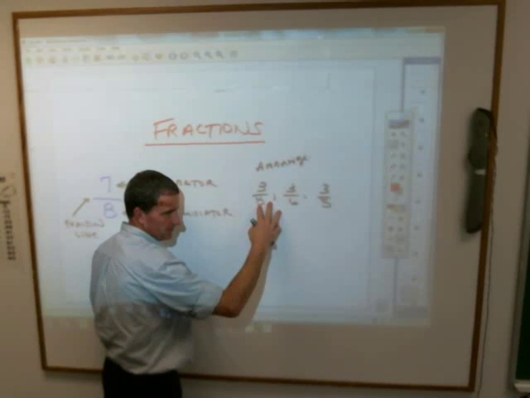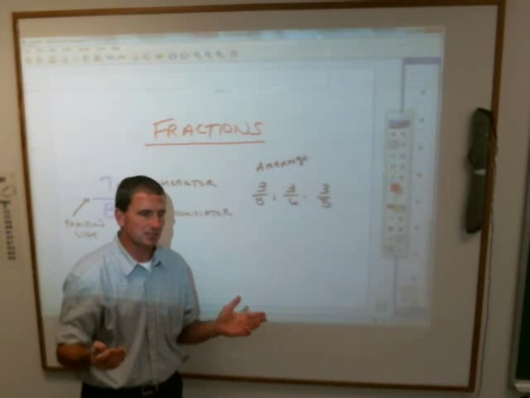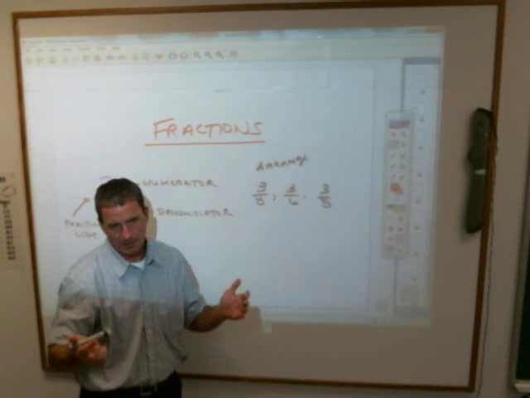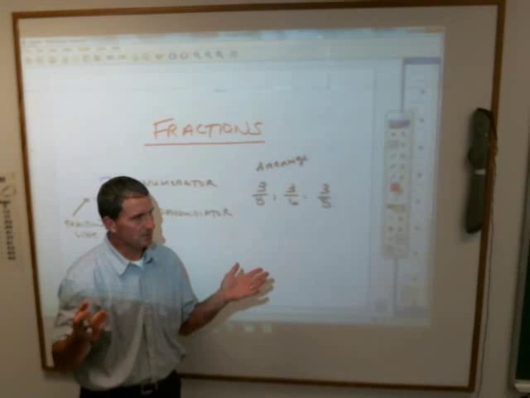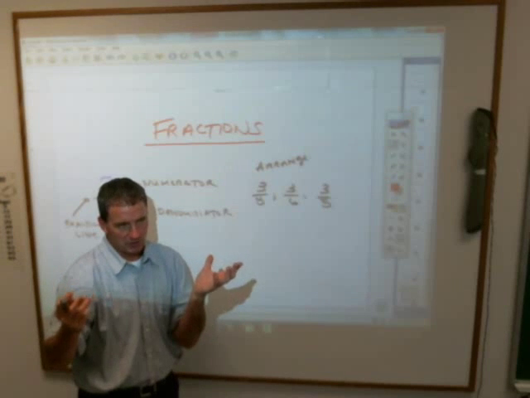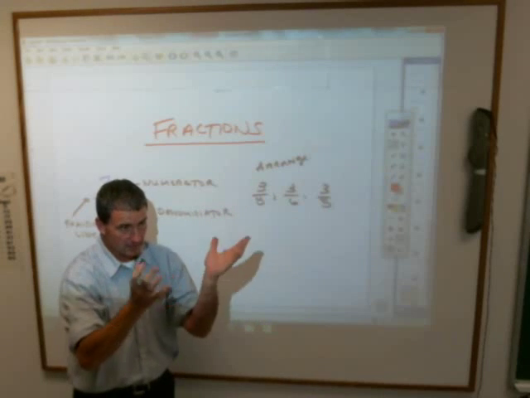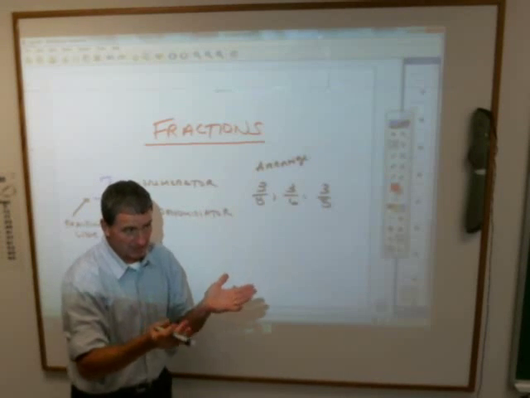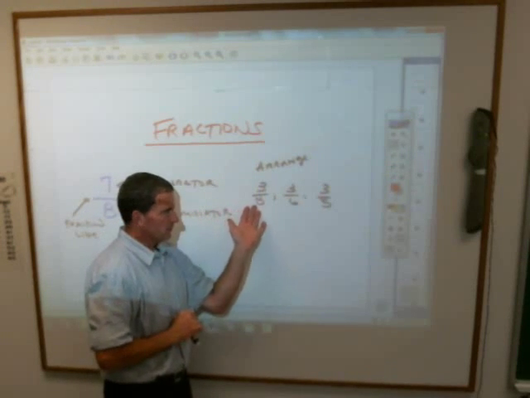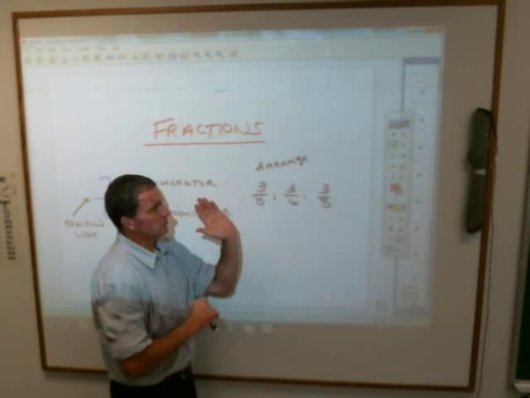It's like if you have a pizza that's cut into 20 pieces, and you have a pizza that's cut into 15 pieces. Is 7/15 of the pizza bigger than 9 of the 20 pieces? It's hard to know because the pieces are all different sizes. But if you can make all the pieces the same size, then it's really easy to tell. Let's just do these two.